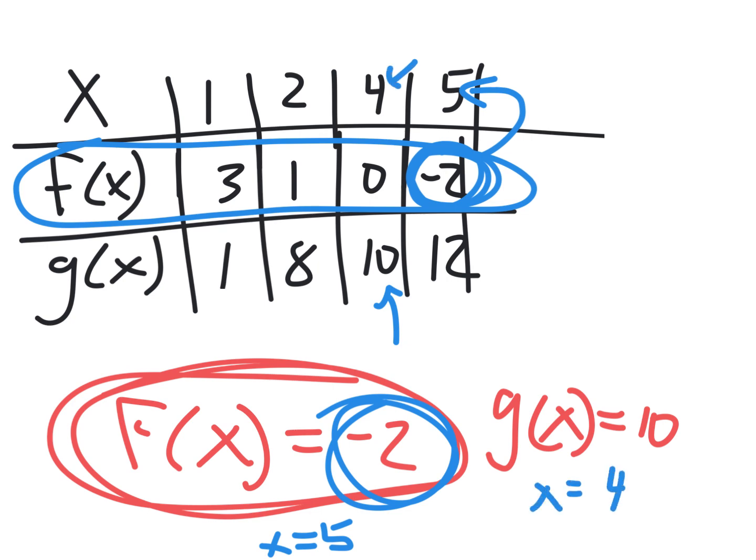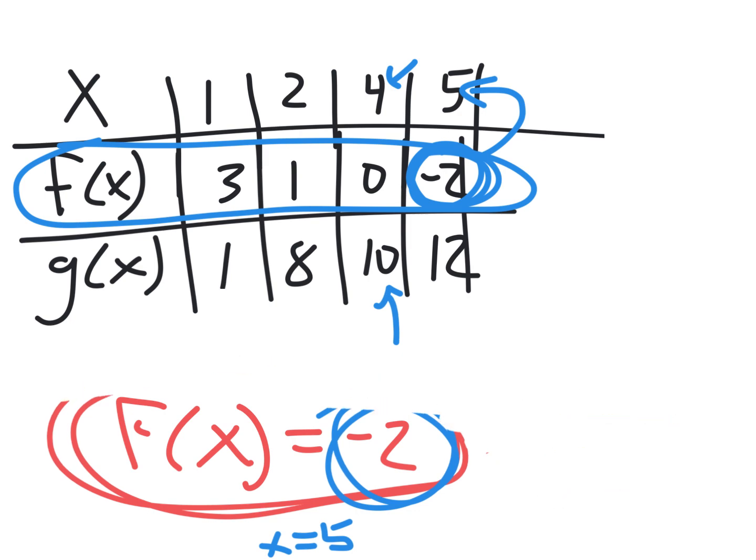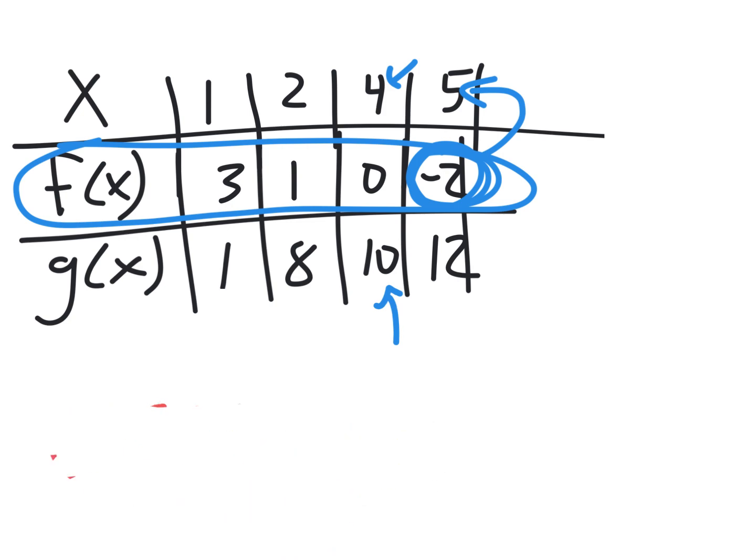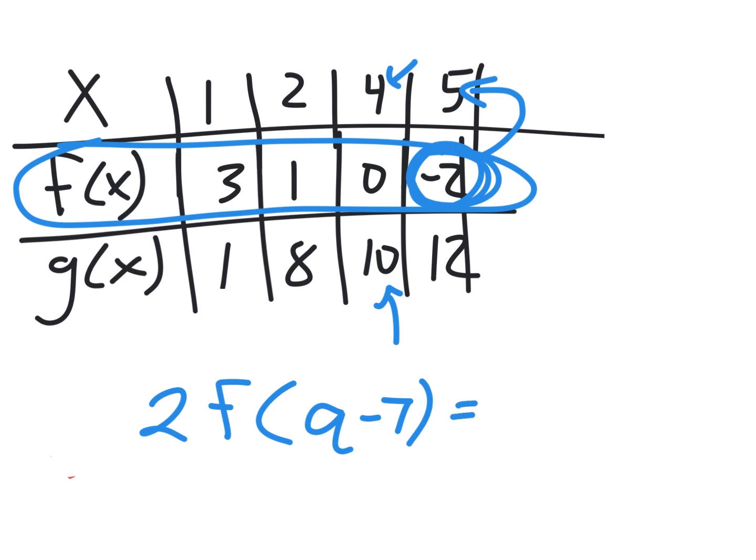Now, here's the hardest kind of them all. You ready? What if I say, I'm going to use a different letter like q: 2f of q minus 7 is negative 4. There we go. 2f of q minus 7 is negative 4. And you don't know what q is. Don't try to find it. You don't know what it is.